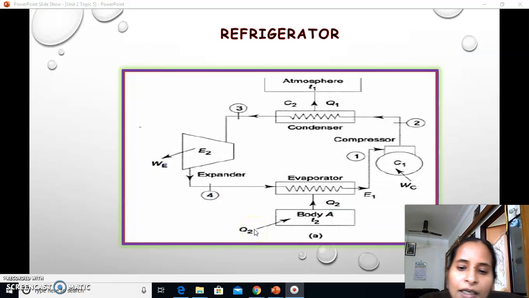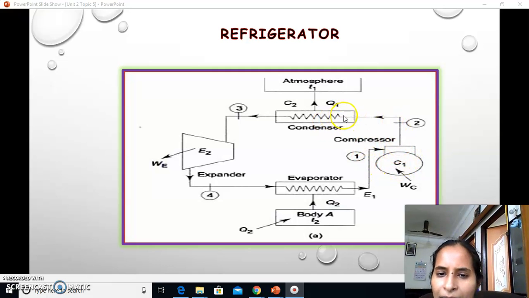This is the refrigerator working circuit diagram, which shows the evaporator absorbing heat from a body and continuously maintaining it at a lower temperature. The gas is then compressed, moving to the condenser, where it undergoes a phase change. Then after the expansion, it comes back again after the removal of the heat.